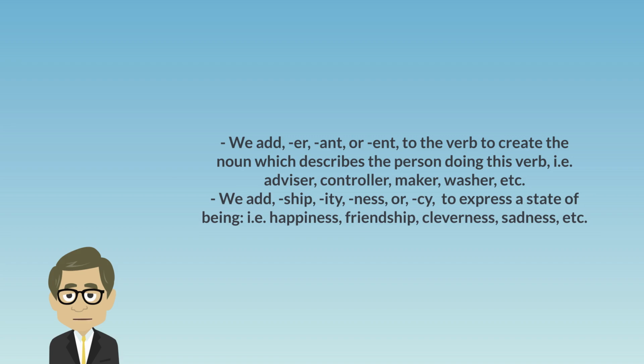We add -ant or -ent, or -er, -or, to the verb to create the noun which describes the person doing this verb, i.e. advisor, controller, maker, washer, etc. We add -ship, -hood, -ness, or -ity, to express a state of being, i.e. happiness, friendship, cleverness.